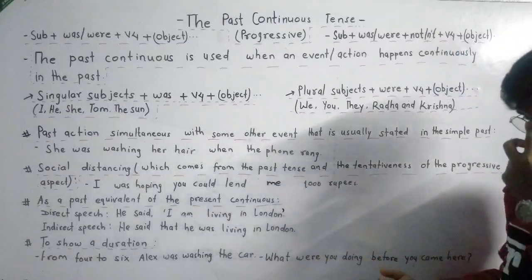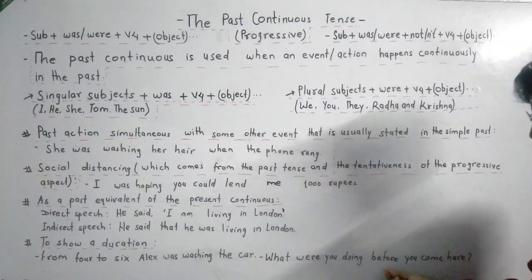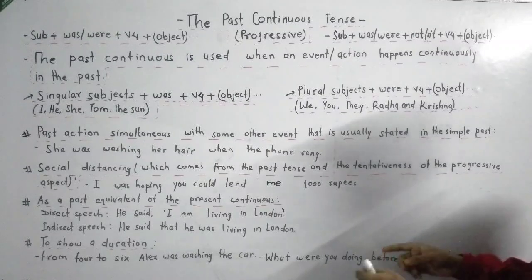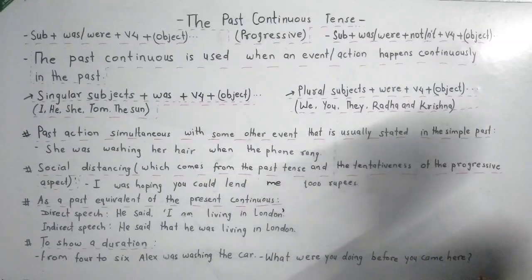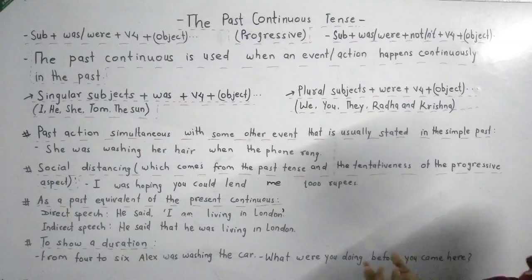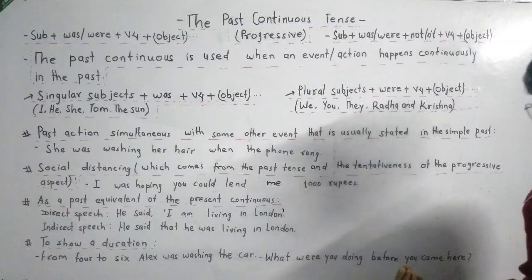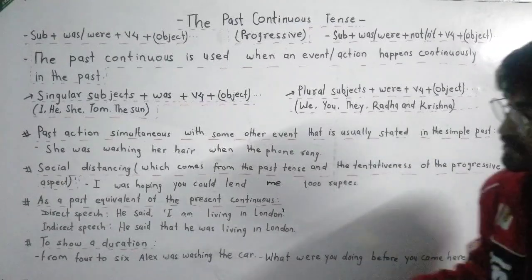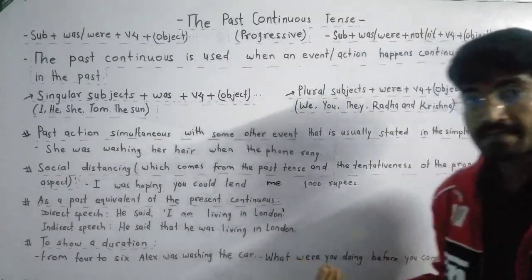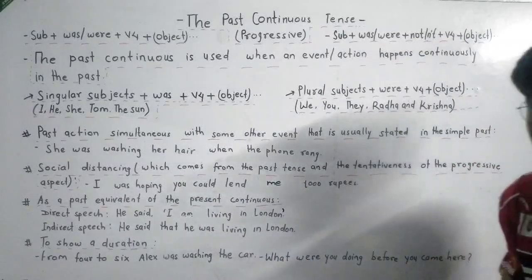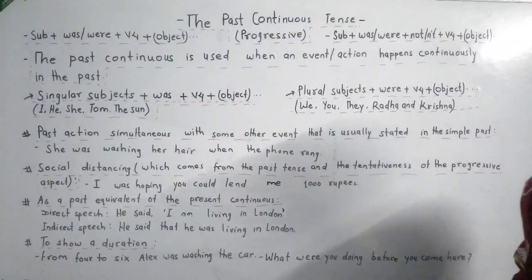Another one is, what were you doing before you came here? You can see a duration. To show a duration before you came here, what was the task you were doing? So in such a situation, we can use this tense to show a duration, and sometimes, instead of the past perfect continuous, this tense can also be used.